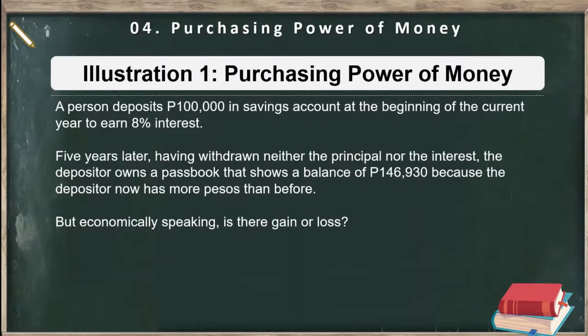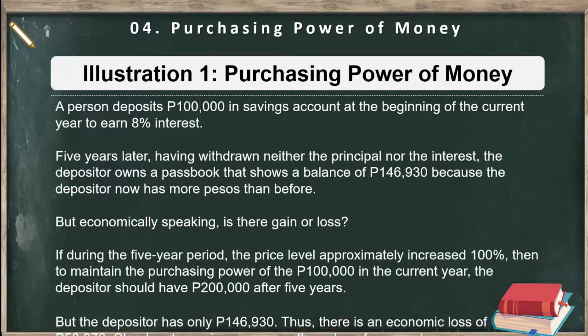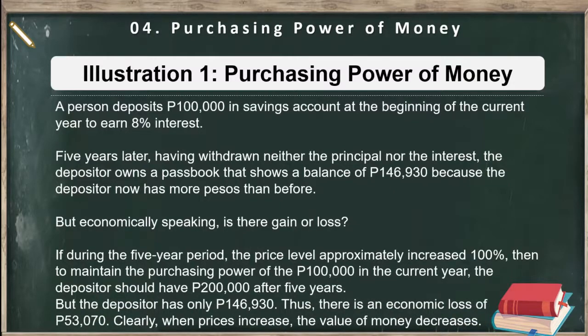So, kung pangutan-on, naabatay gain or naabatay loss, considering from 100,000, nahimo na siyang 146,930. If during the 5-year period the price level approximately increased 100%, then to maintain the purchasing power of the 100,000 in the current year, the depositor should have 200,000 after 5 years. But the depositor has only 146,930, thus there is an economic loss of 53,070. Clearly, when prices increase, the value of the money decreases.